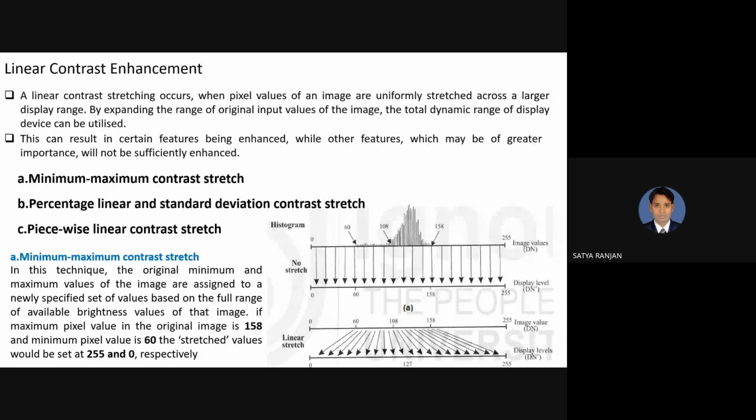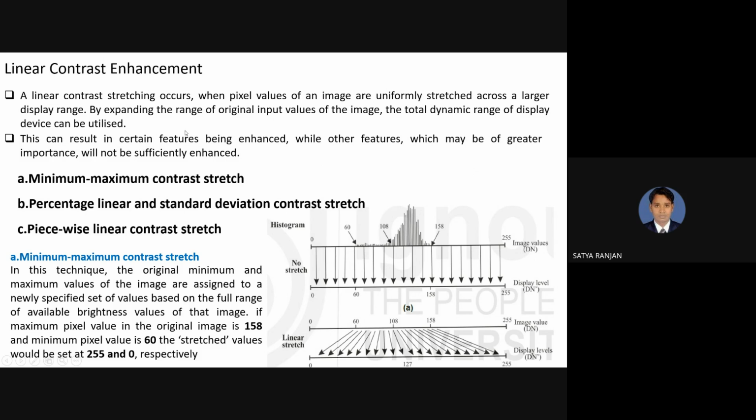So linear contrast enhancement is when pixel values of an image are uniformly stretched across a larger display range by expanding the range of original input values of the image, so the total dynamic range of the display device can be utilized. And this can result in certain features being enhanced, while other features which may be of greater importance will not be sufficiently enhanced. So this is one of the drawbacks. All pixel information is not enhanced equivalently.